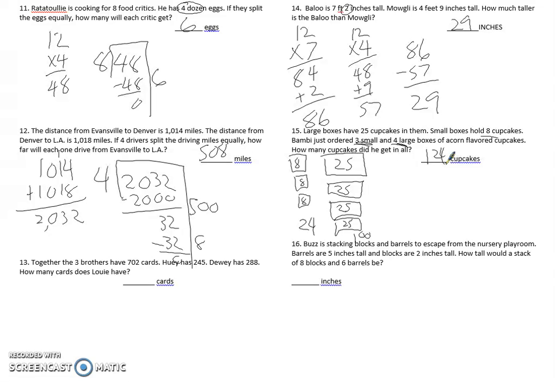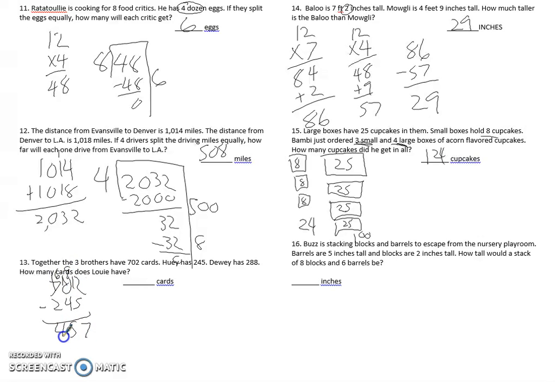Together, the 3 brothers have 702 cards. Huey has 245. Dewey has 288. How many cards does Louie have? Some people do this a couple different ways. Some people like to add Huey and Dewey, take it away from the 702. Some people like to just start with the 702 cards and go, okay, we had 702. Let's give Huey his 245. Do some borrowing.